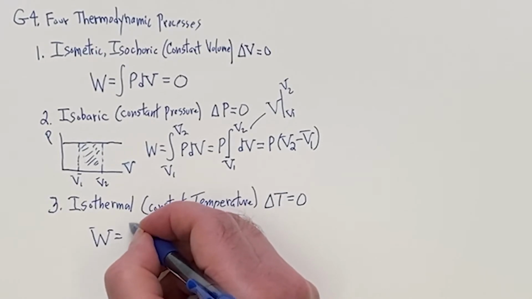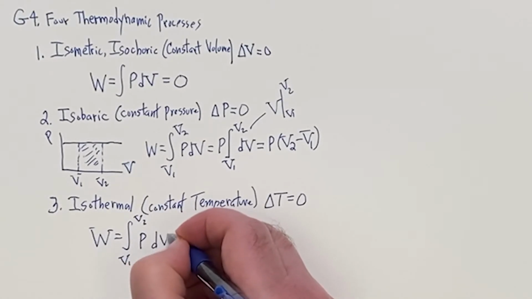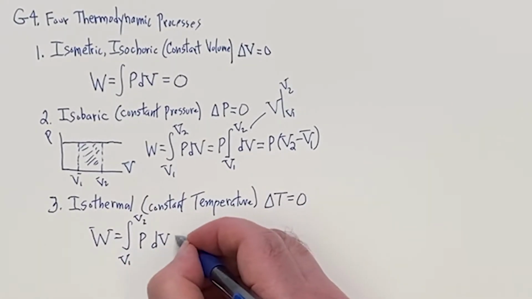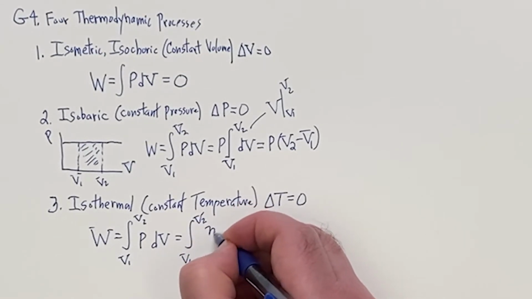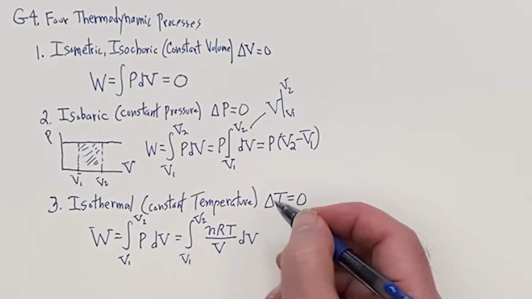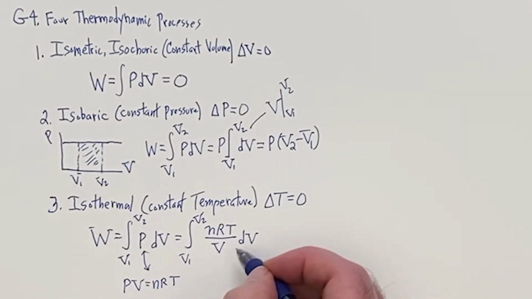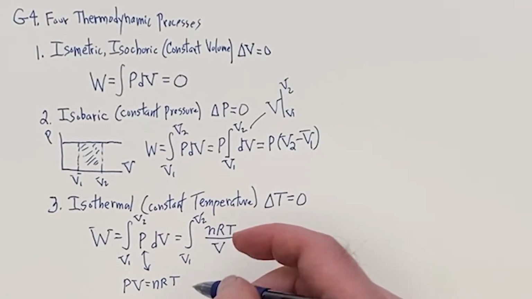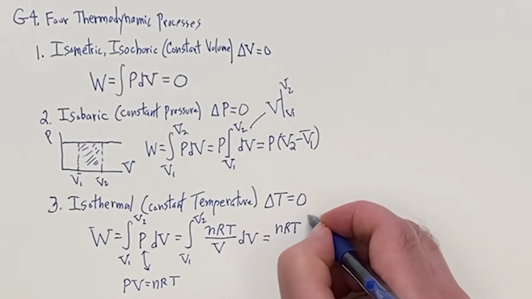If we look at the work and we integrate from, say, volume 1 to volume 2, P dV. Now the pressure is not constant, but we're going to use the ideal gas law. PV is nRT, so solving for P, P by itself is nRT over V. And since the temperature is constant, you can't do this in general, but since the temperature is constant, I can pull it out with the constants.